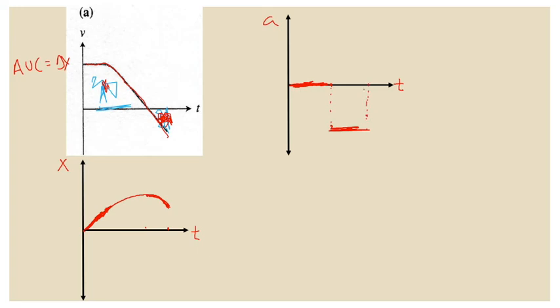And it's constant and negative, and that's it. So you draw the discontinuous functions always with these dotted lines, because that's how they're supposed to look. And that's that.